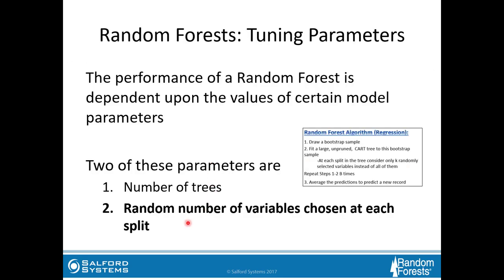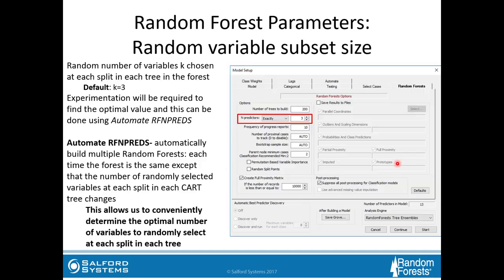Okay. So the second parameter is the random number of variables chosen in each split, and this is just K. The default here is actually 3, and you're going to have to experiment with different values, because the optimal value for K will always be dependent upon the data set.